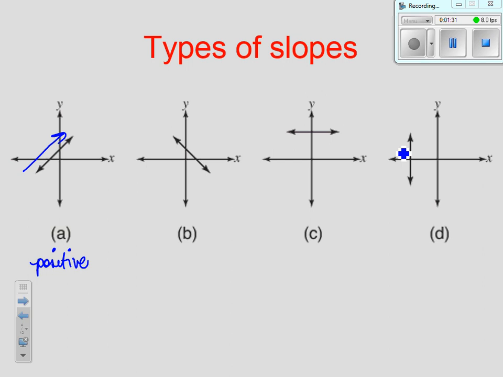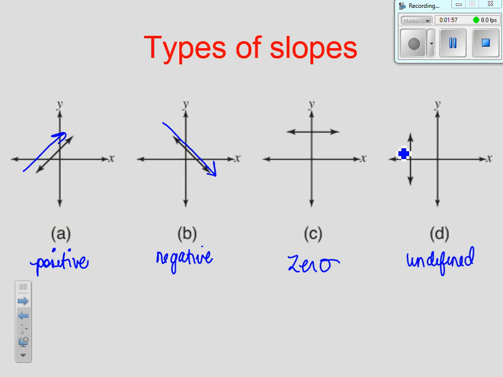If it is rising, we say that has a positive slope. Then we'll go to B, and if you look at that left to right, it is falling. If it's falling, we say that's a negative slope. Letter C, there's no falling or rising. It's just straight across as a horizontal line. We call that a zero slope. And last but not least, when the graph is vertical, up and down, we call that an undefined slope.